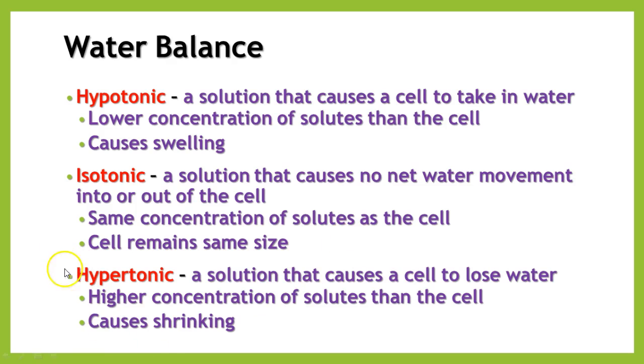The third kind of solution is a hypertonic solution. Hyper is too much or above, and this is a solution that has a higher concentration of solutes than the cell has, and that means there's more free water in the cell than outside the cell, and so this is going to cause the cell to lose water. When the cell starts losing water, it's like you had a water balloon that you poked a hole in with a pin. It's going to start getting smaller. It's going to start shrinking up.